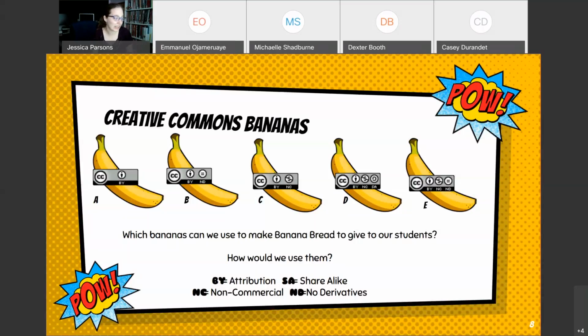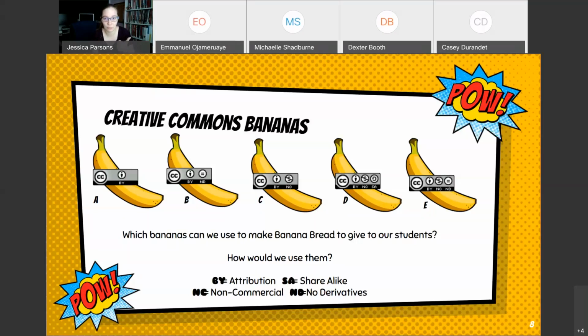So let's take a second and, for each one of the bananas, see which ones we could take, make some changes to, and make banana bread to give to our students. This might seem like a very simplistic way of thinking about Creative Commons, but I swear it's a lot of fun. So go ahead and, in the chat for a second, take your best guess about A, B, C, D, and E.